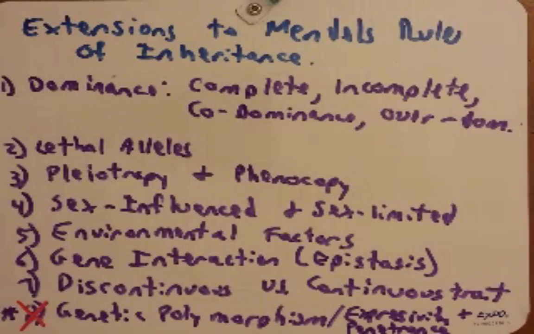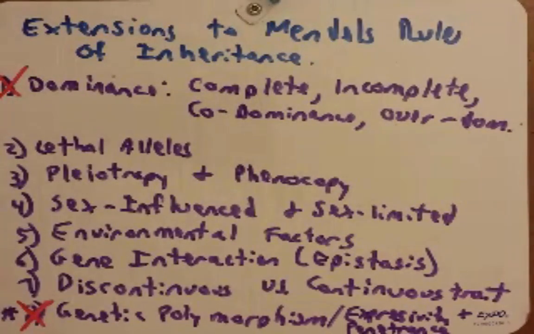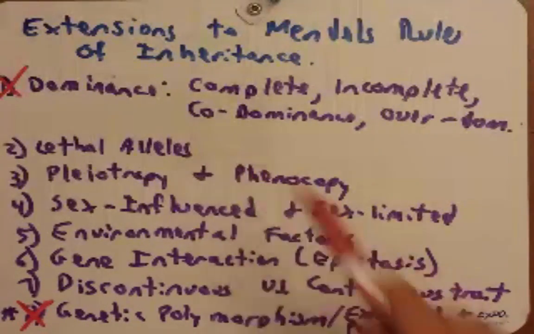Okay, I think this is a good place to end this podcast. We talked about genetic polymorphisms, expressivity, and penetrance, and we talked about the different cases of dominance. In the next podcast, we'll talk about lethal alleles.